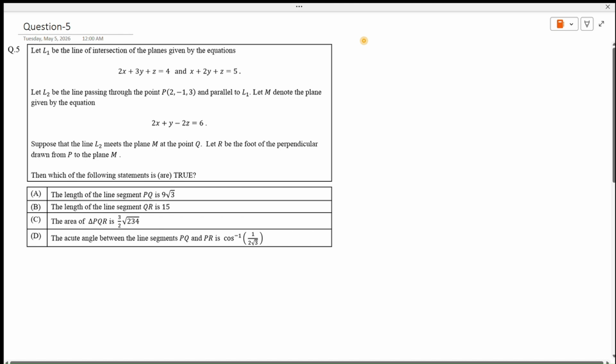In this, the first question, let L1 be a line of intersection of two planes, plane 1 and 2. Let L2 be a line passing through P and parallel to L1. Let M denote the plane which is given here. Suppose L2 meets this plane at Q and R is the foot of the perpendicular drawn from P to this plane M. Now, we have to find the length of PQ, QR.